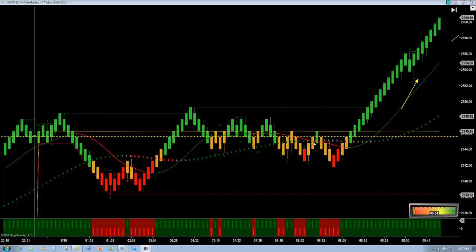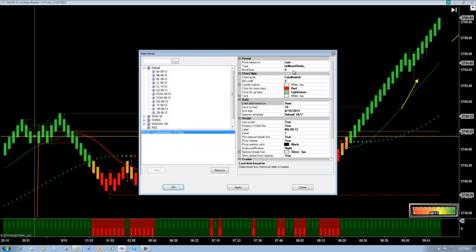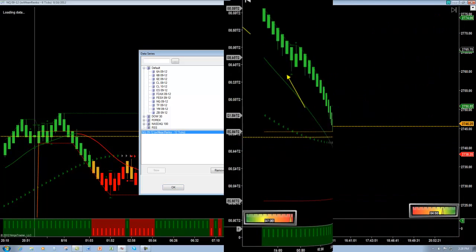Now, one of the things one of my students had suggested was, and he asked, is there any way we can use the Micro Scalper for a longer time frame chart? Well, the answer is yes. All you've got to do, right click on your chart, data series, instead of a 6 range, you know what, let's make it a 12. Let's see what it looks like.